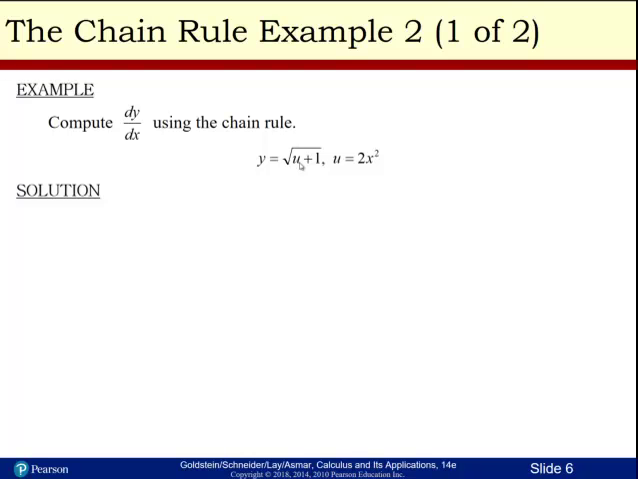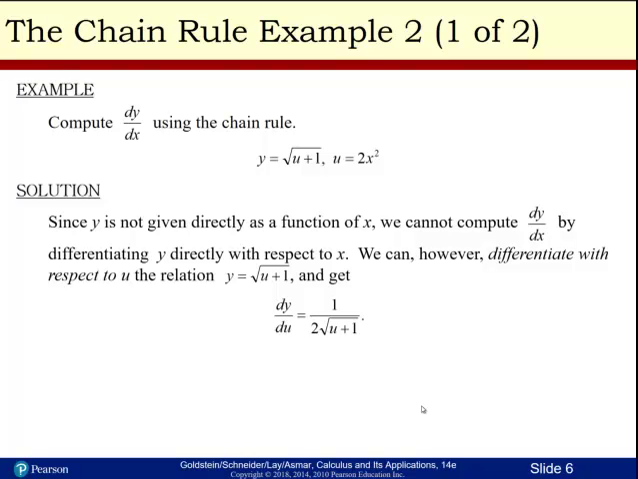That's one way to get dy over dx, but it wouldn't be using the chain rule, so we're going to do what they say, but it's probably what I would do if I was going to take this derivative. Now, since y is not given directly as a function of x, we cannot compute dy over dx unless we substituted this 2x squared in for u.